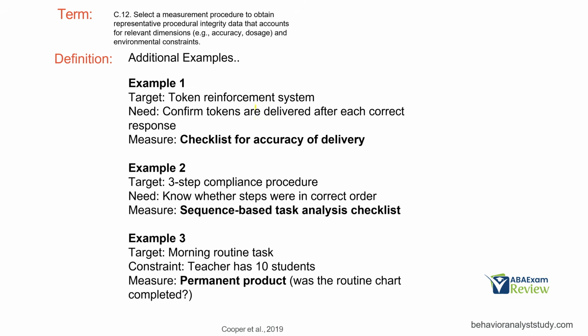So just a few additional examples. Example one, let's say our target is using the token reinforcement system. Maybe we want to confirm tokens are delivered after each correct response. So we're measuring a checklist for accuracy of delivery. Was the token delivered with contiguity? Was there an exchange? Was it on the right reinforcement system? All these questions we can put on a checklist and quickly mark yes or no.